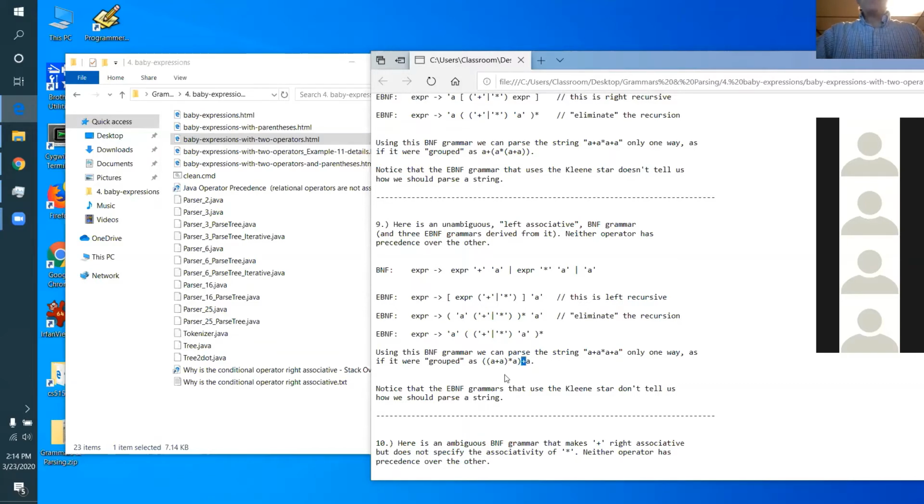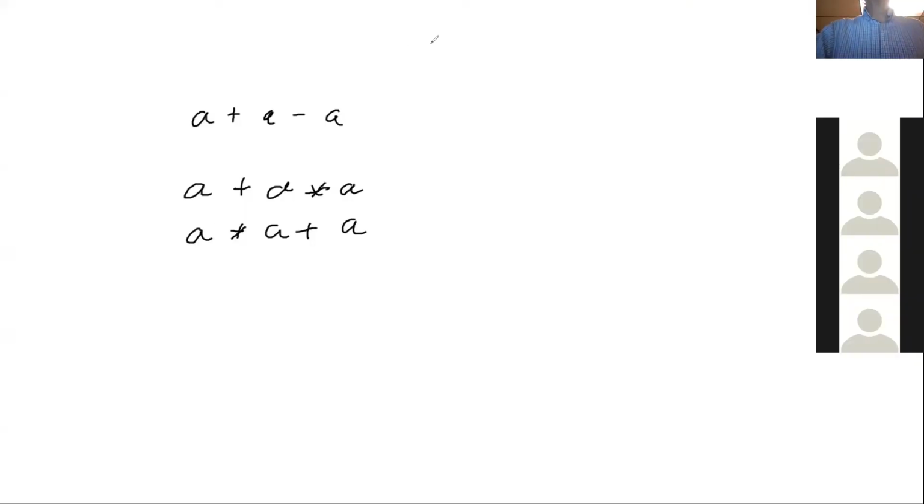Now, let me see if I can draw a picture of that. Let me try to draw a picture of this. So the expression would look something like this. Oops, that's not what I wanted.